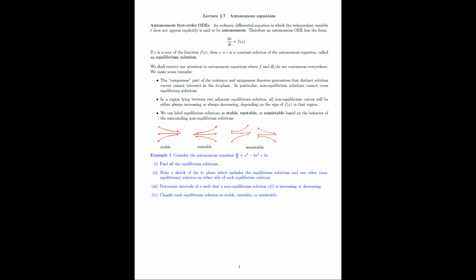In our previous discussions, we've talked about dx/dt equal to some f of t and x. But here again, that t value does not appear explicitly. So we just have dx/dt equal to f of our dependent variable x. And again, that is called an autonomous first order ordinary differential equation.